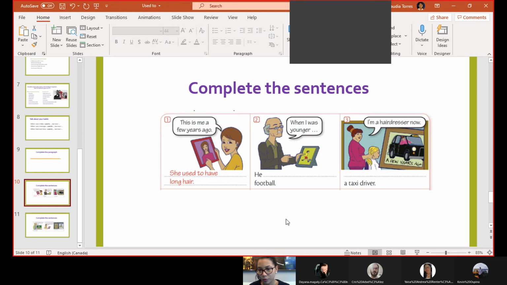And the last one, number 3, is so she right now is a hairdresser, right? But before that, and you have in the picture a few years ago, and in the picture she was driving a taxi, right? So she was a taxi driver. Okay, guys. So who wants to make the sentences? Who wants to start?